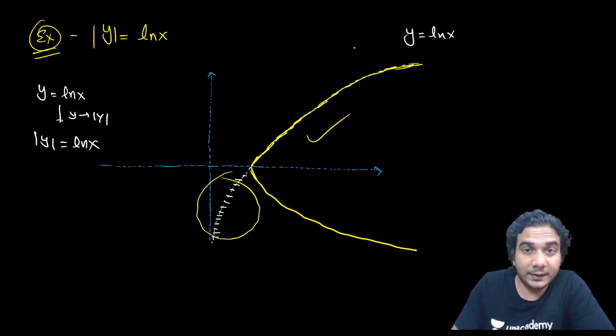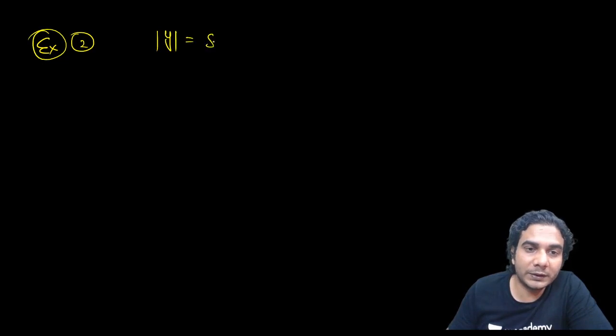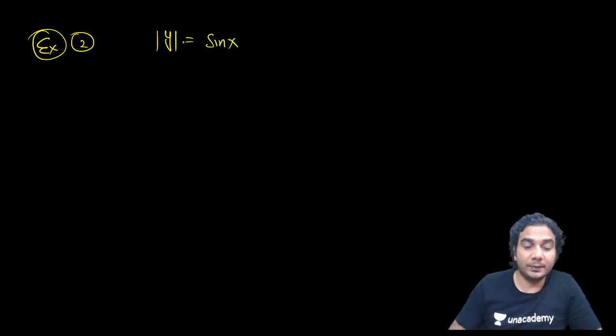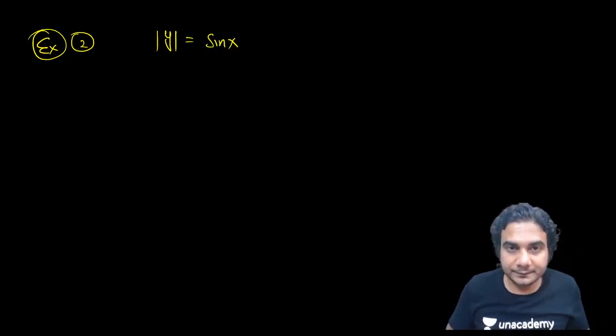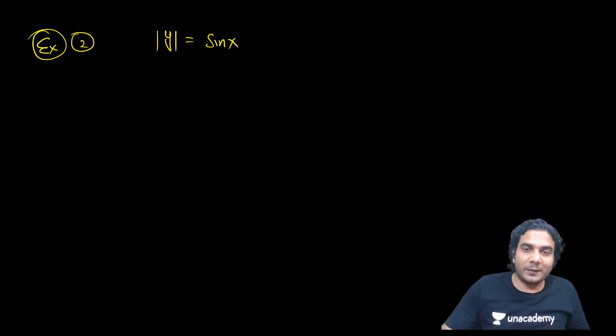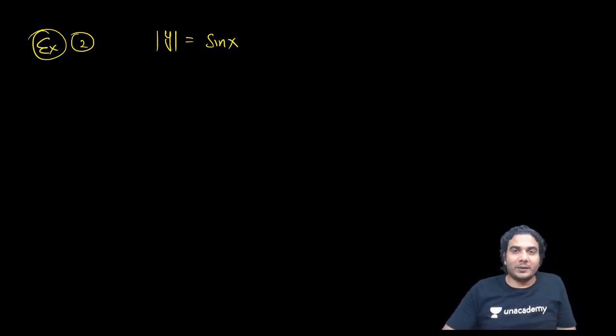Now let's take another example. I'll give you this example to plot. Example number 2, you need to plot mod of y is equal to sine of x. Plot it. Then we will put mod on both, on x as well as on y.